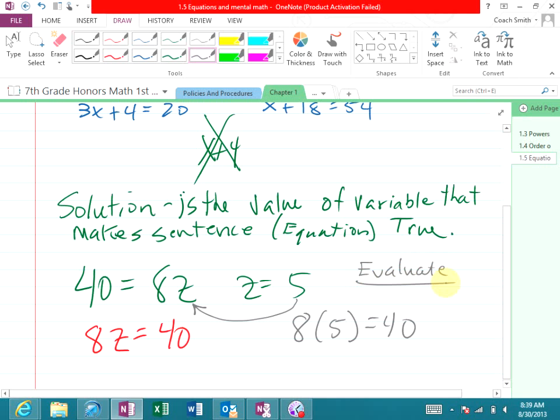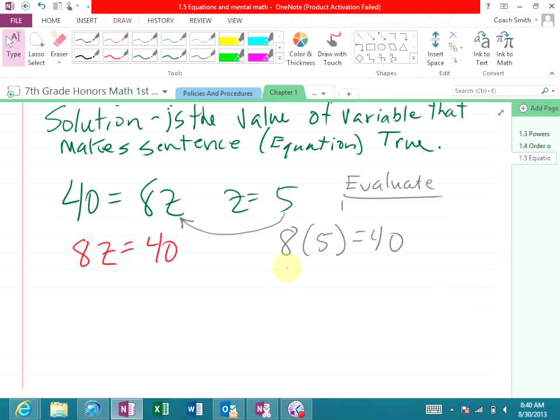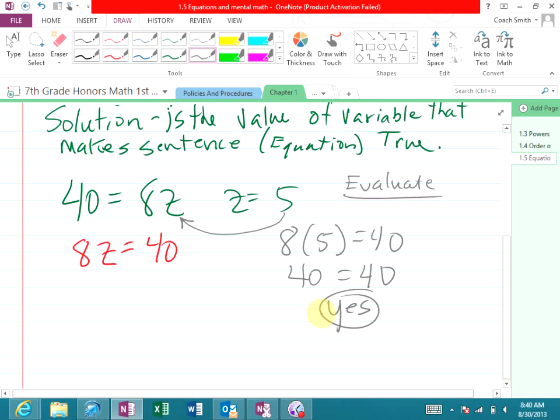Okay? Remember, evaluate, we learned the other day, evaluate means that we substitute in something for an expression and then we simplify it. So here I substituted in the 5 for the z. I got the new expression 8 times 5 equal 40. Now, when you multiply 8 times 5, you get what? 40. Okay, so this side over here is equal to 40. That side over there to the right is equal to 40. So yes, those two answers check out. So yes, that is a solution. Yes would be your answer.